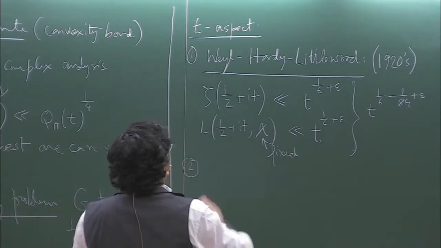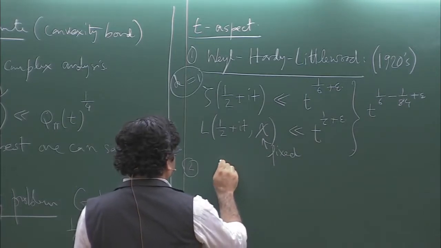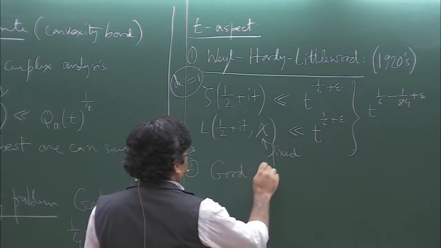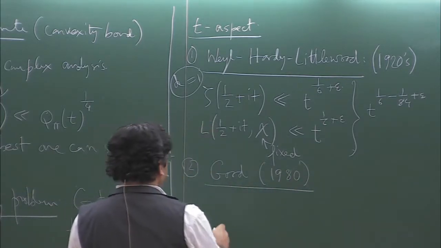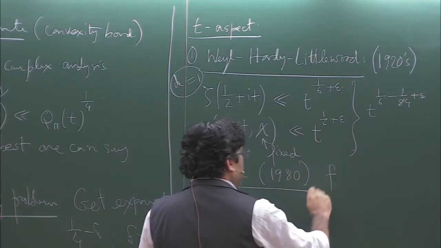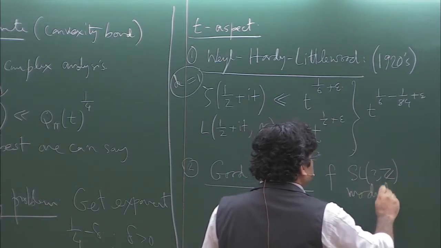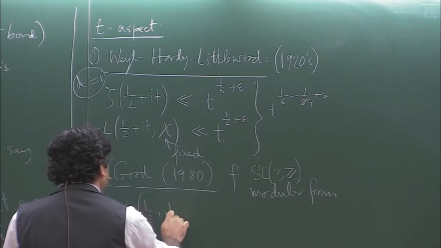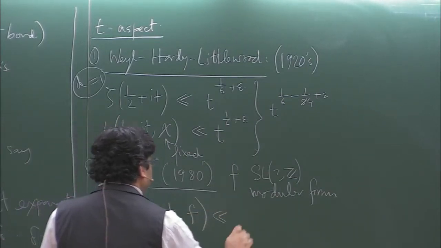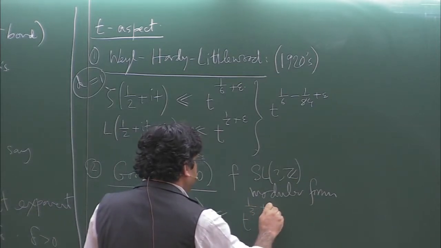This is d equals 1. For d equals 2, it was done by Anton Good in 1980. He took f to be an SL2(Z) modular form. He showed that L of 1/2 plus it, f is bounded by, so in this case t to the power 1/2 is the convexity bound, and he proved it's t to the power 1/3 plus epsilon.